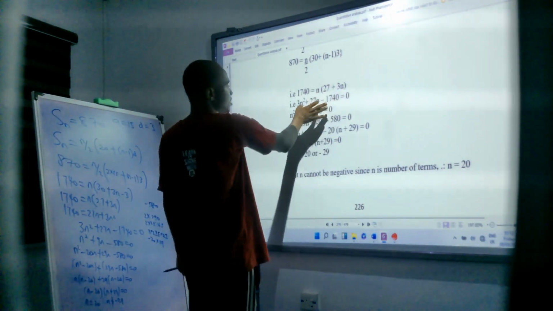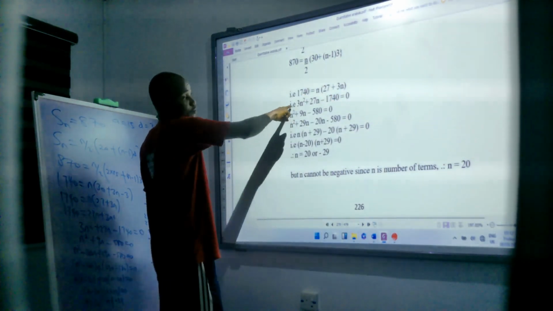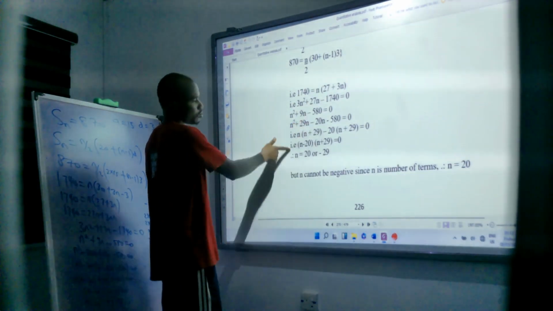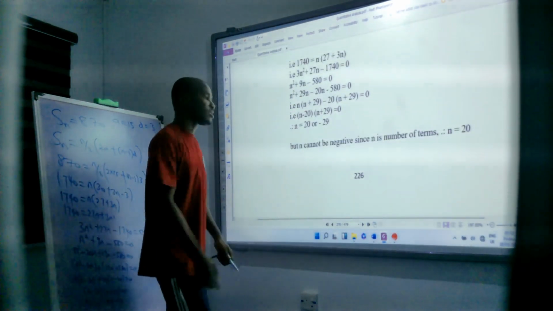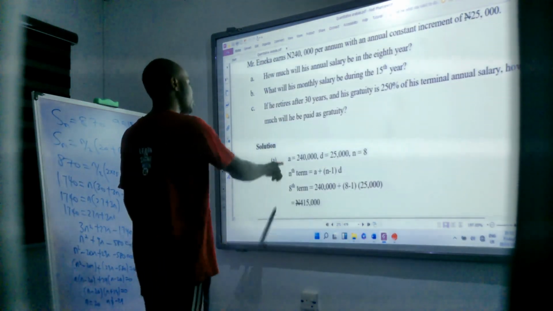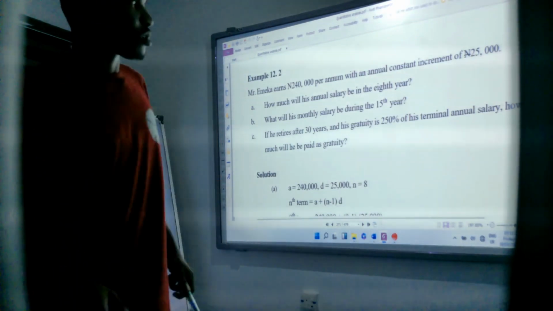In our 2, 27 plus 3N here. So, we expand this, it is this, and we now bring this to the other side. So everything equals 0, and we divide this out by 3, just like exactly what we did. We look for 2 factors and N is 20. So I hope we understand.